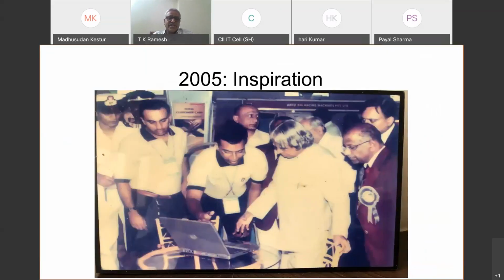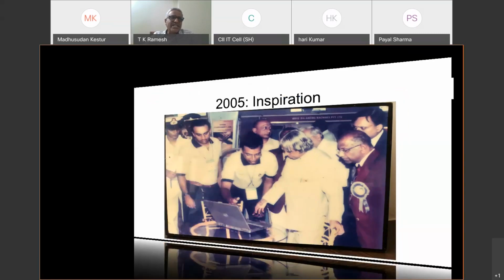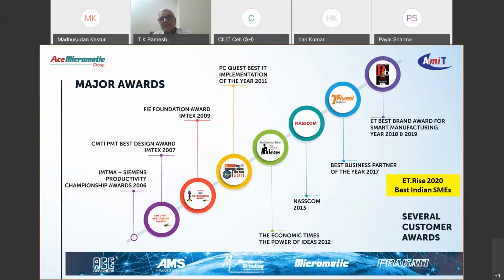Very quickly, a picture of one of our earliest days. This is a picture that was at the Intech exhibition in Coimbatore. The year, as you can see, is 2005, when the then President of India, Dr. Abdul Kalam, was at the show as the chief guest, and he spent a lot of time in our booth, enamored by the solution and saying that here is somebody who's trying to do something which is of digital nature in the hardcore production and shop floor fields.